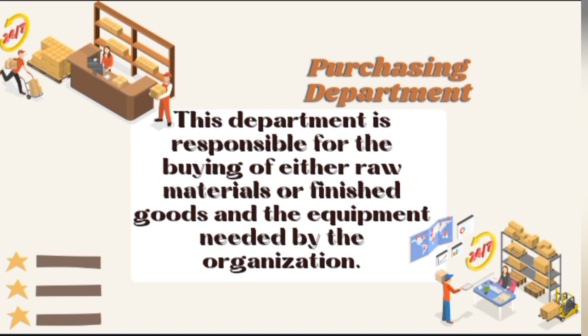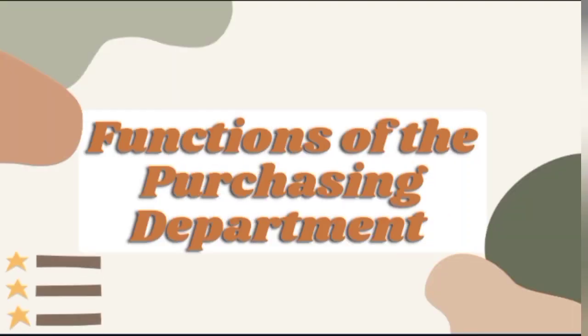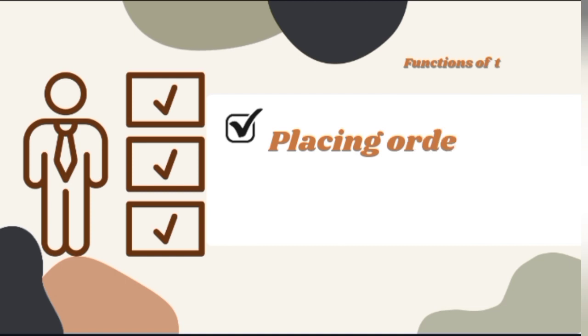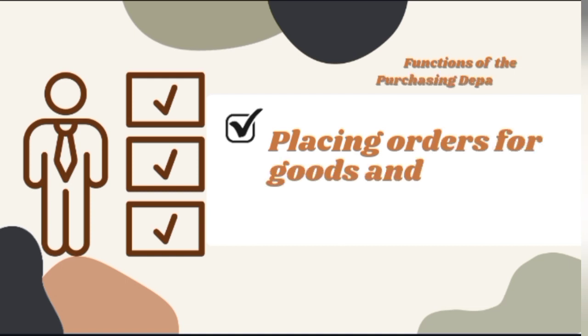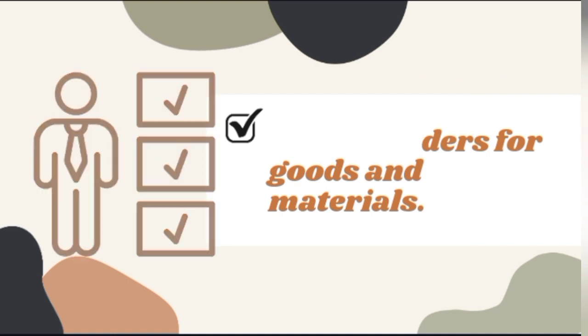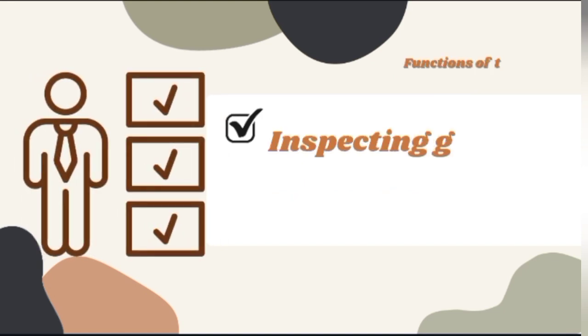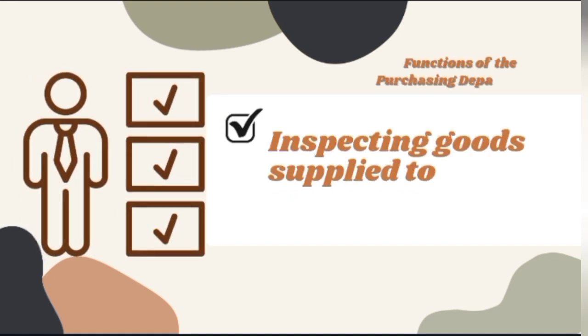Some of the functions of the purchasing department include: number one, they place orders for goods and materials. So they purchase goods, raw materials, etc. on behalf of the organization. They also inspect goods supplied to make sure they are getting the required materials needed by the organization.